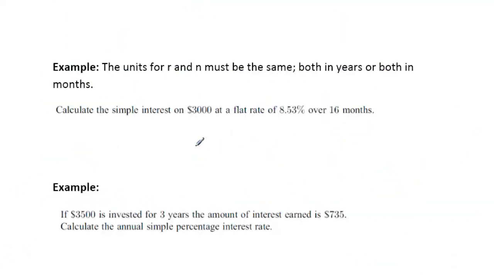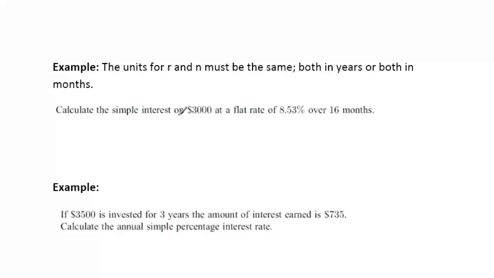Alright, just a couple more things to do before we finish off this lesson. The units of R and N must be the same, both in years or both in months. If you've got a situation where this is done for 16 months, the interest rate is a per annum interest rate. So if that's the case, we've got to do something about bringing these into line. So let's have a look at this one.